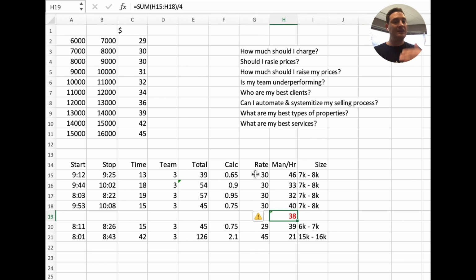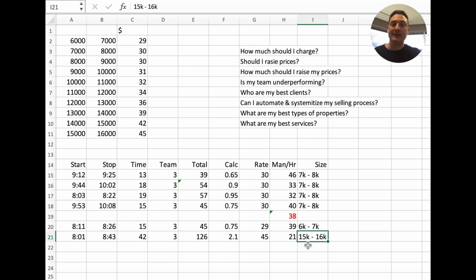In commercial, you'll see this number be lower. In residential, this number can be higher. That's not really what the video is about. The video is that now we're starting to understand our data. And I'm now getting an understanding of, on average, for a 7,000 to 8,000 square foot lot, I make 38 bucks when I'm mowing. Or it could be that you are looking at 6,000 to 7,000 square foot lots and you find out you make on average $39 a man hour.